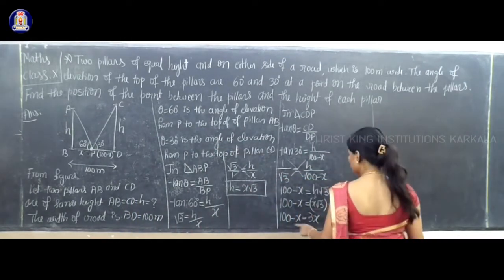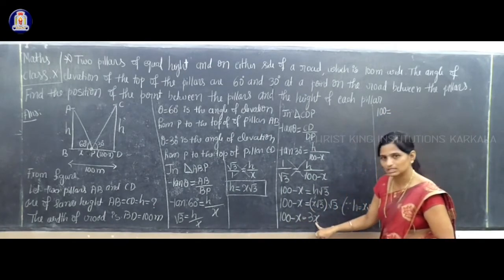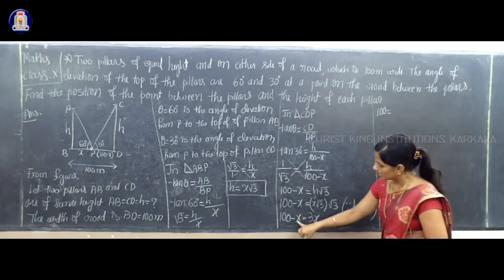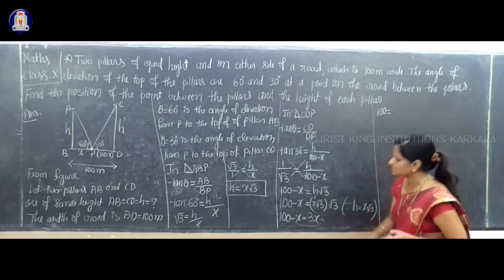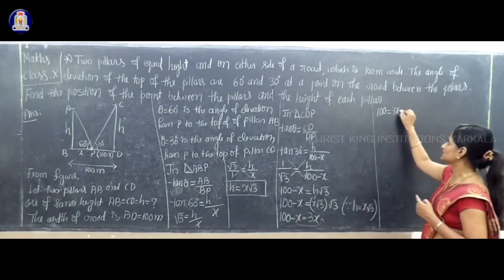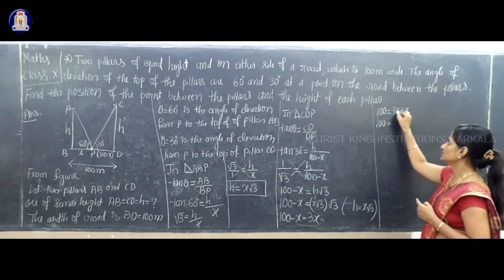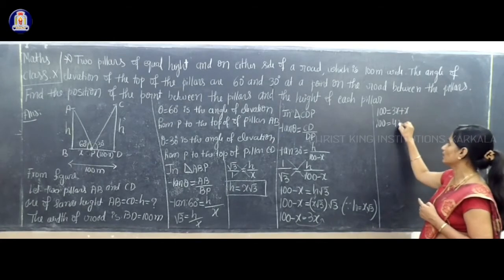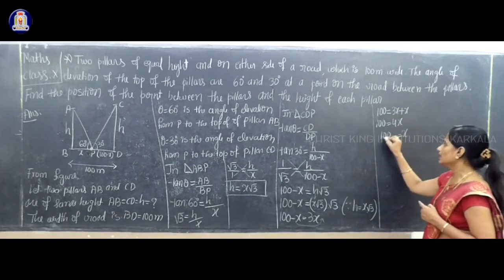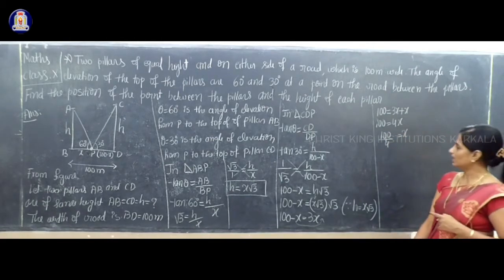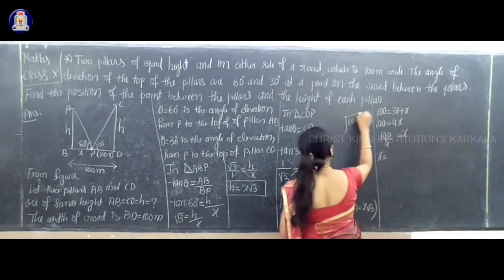Now next simplification: 100 minus x equals 3x. x and 3x are like terms, so bring this minus x to this side. Then 3x plus x is equal to 100. 3x plus x is 4x. Therefore x is equal to 100 divided by 4. So what is 100 divided by 4? x is equal to 100 divided by 4.